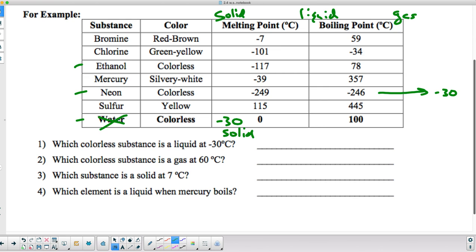What about ethanol? Ethanol is -117 here, so on this side here it's a solid. And then where's -30? -30 falls in between -115 and 78, which means ethanol is our liquid.